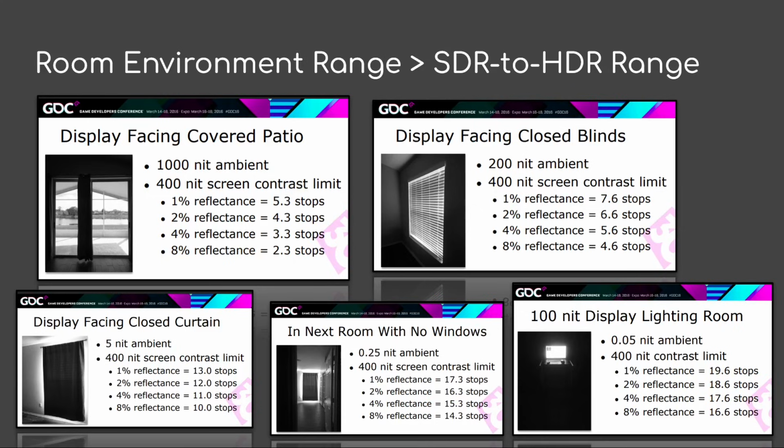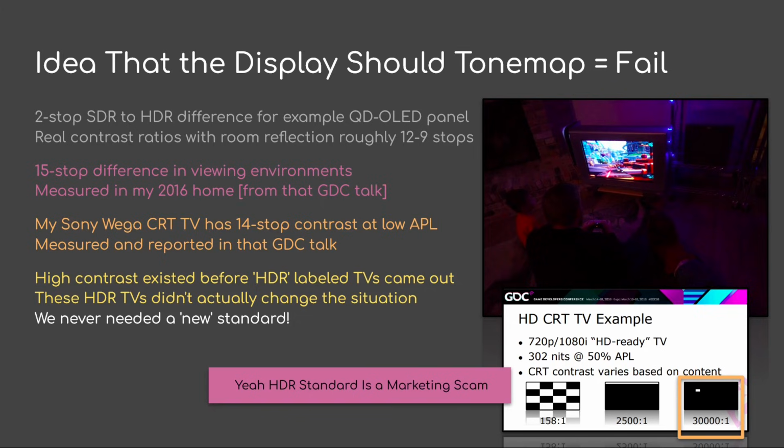But anyway, the takeaway from this is that the room environment is the primary thing that determines what the screen looks like. This idea that the display needs to do tone mapping because HDR added something, it's really a marketing scam. For instance, in the example QD-OLED panel we're going to talk about later, there's only a 2-stop difference between the SDR to HDR modes, and that's the SDR stable mode to the peak HDR mode. It's only a 1-stop difference if you take HDR mode against the unstable SDR with global dimming enabled.